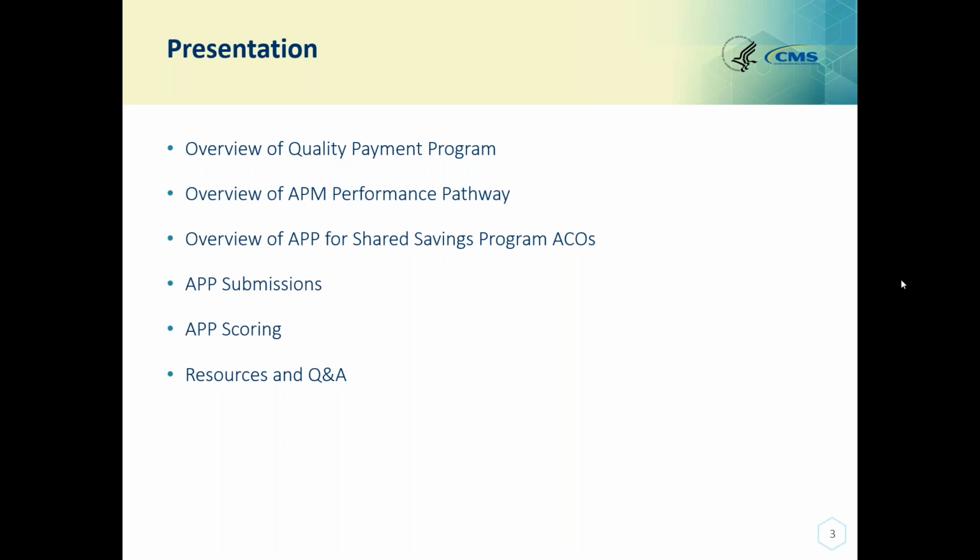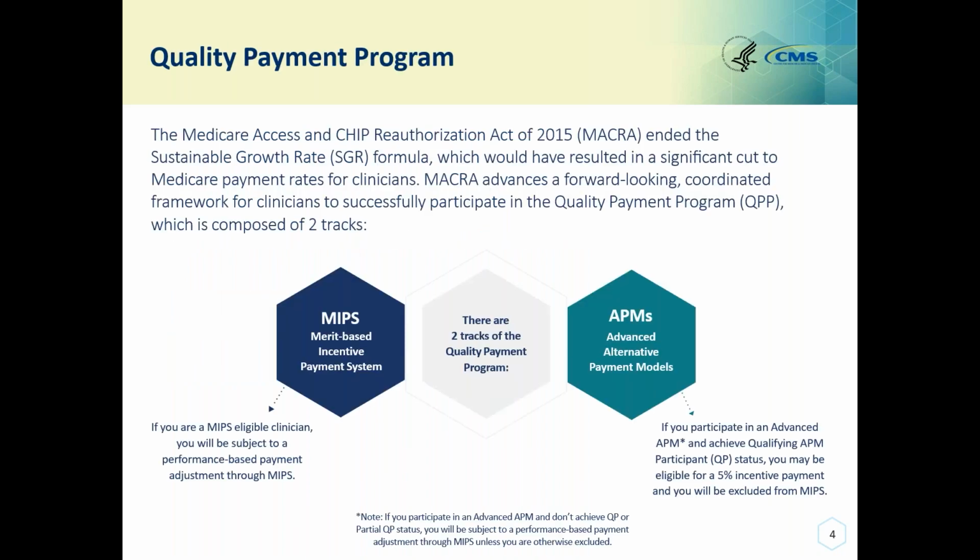Thanks, Corey. Can we go ahead to the next slide? Thanks. So, as many of you are likely aware, there are really two tracks within the Quality Payment Program. The first is the Advanced APM Track, and for participants who are in Advanced APMs, they have the ability to earn QP status and be excluded from MIPS and earn an incentive payment. We're not really going to talk about that side of things too much, but rather we're going to focus more on the MIPS track of the Quality Payment Program. So if you're a MIPS eligible clinician, you're not a QP, you may be subject to MIPS and the performance-based adjustment based on it. And also, again, Shared Savings Program ACOs are required to report through MIPS as well. Next slide.